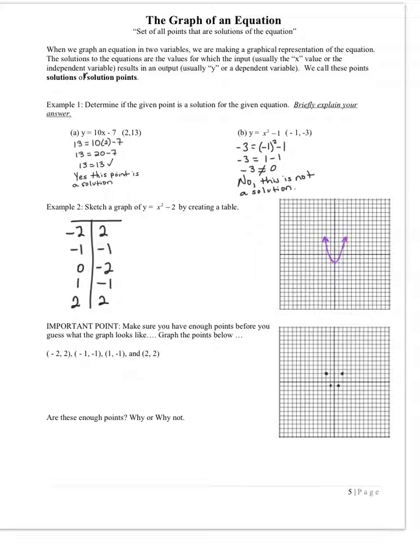I then plotted these points on the graph: negative 2, 2; negative 1, negative 1; 0, negative 2; 1, negative 1; and 2, 2. And this graph forms a parabola.